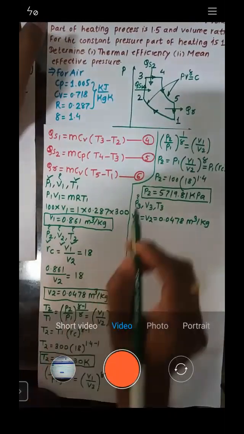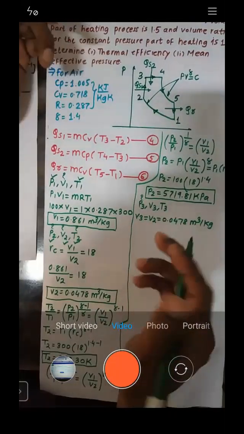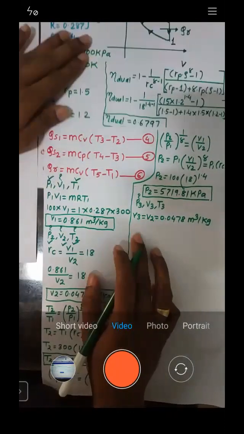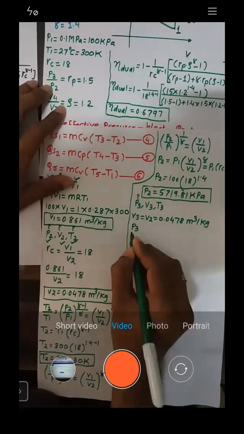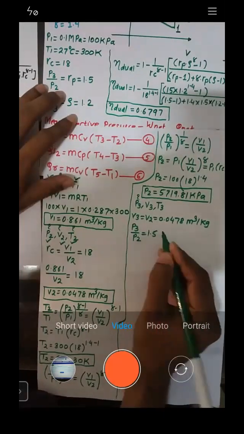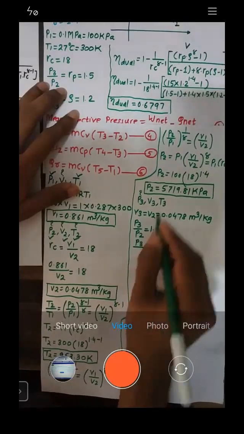Okay, P3 I am supposed to calculate, and T3 again I am supposed to calculate. Right, now let us go for calculation of P3. In the problem, pressure ratio is given. Pressure ratio P3 by P2 is given as 1.5. So P3 I am supposed to calculate. P2 I just now calculated.